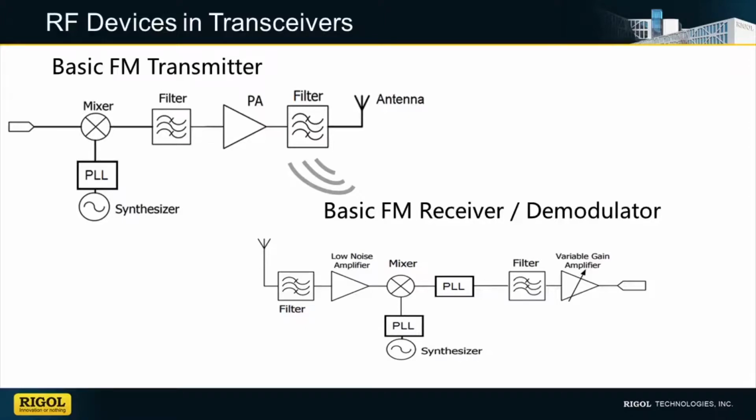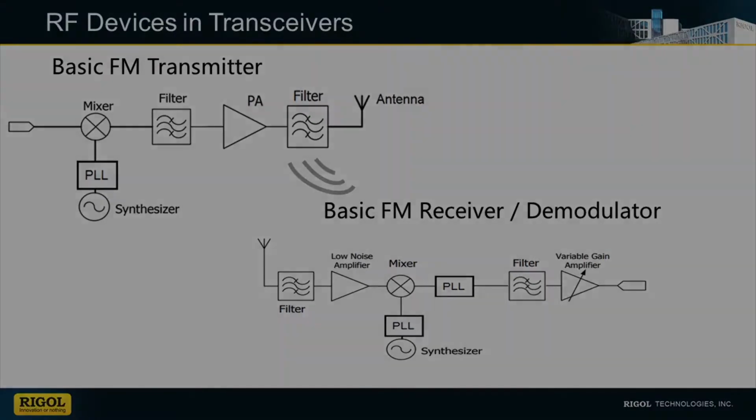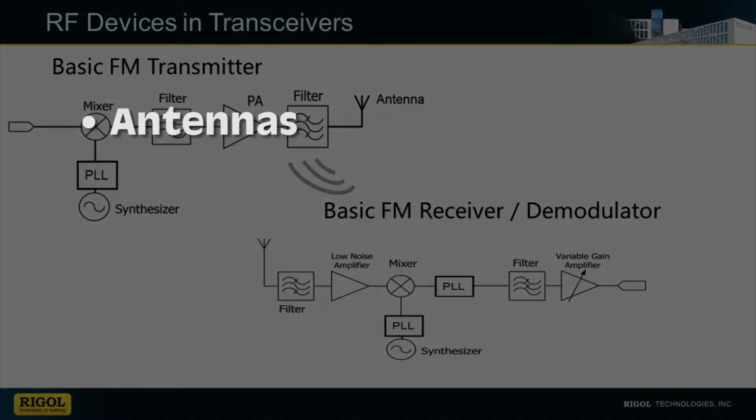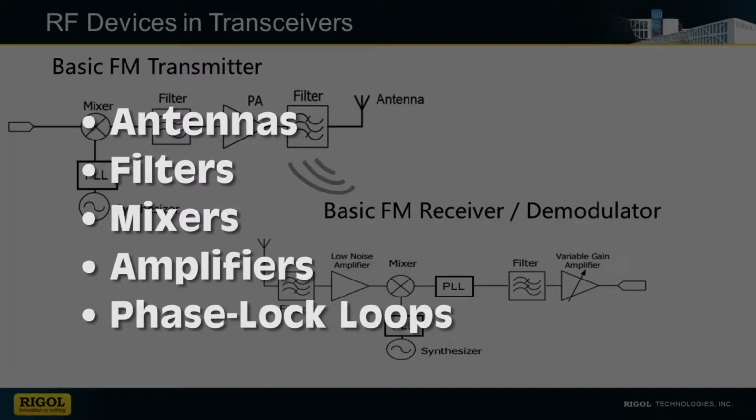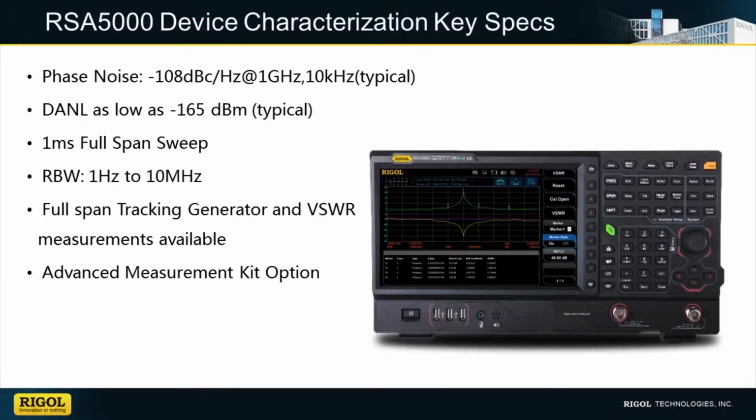Devices of interest that often need characterized or verified within a transceiver setup include antennas, filters, mixers, amplifiers, and phase-lock loops. Many of these components are best characterized using a spectrum analyzer with a tracking generator. High-performance specifications including phase noise, displayed average noise level, internal preamplifiers, and more resolution bandwidth settings are also important to being able to confidently verify a design's performance.